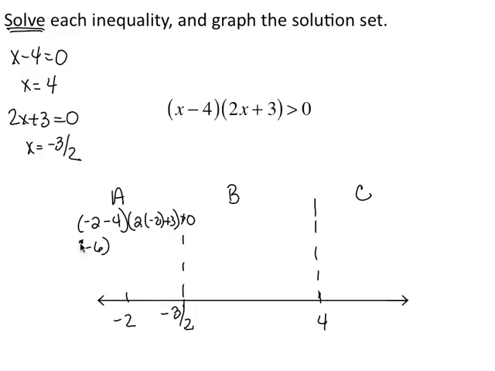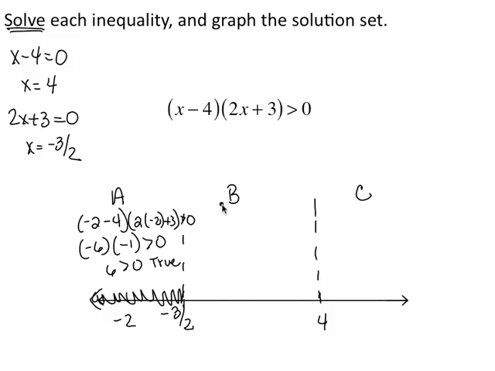So negative 6 times 2 times the negative 2 is negative 4. Negative 4 plus 3 is equal to negative 1. Is that greater than 0? So 6 is greater than 0 is a true statement. So we're going to use all the points in this interval.